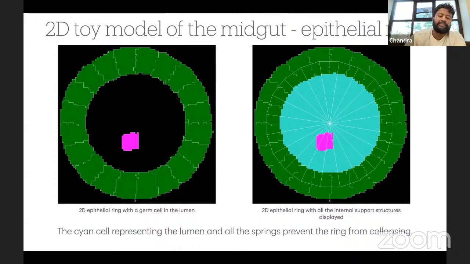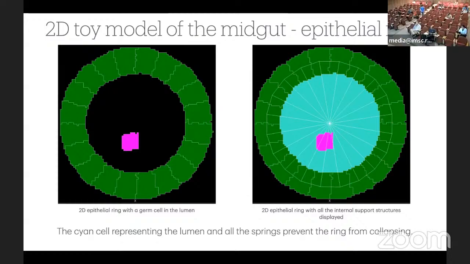And in this 2D epithelial ring, we perform simulations and try to understand what is the role of adhesive affinity between the germ cell and epithelial cell. That's what we set out to do.